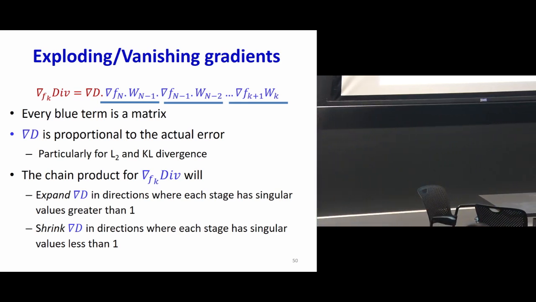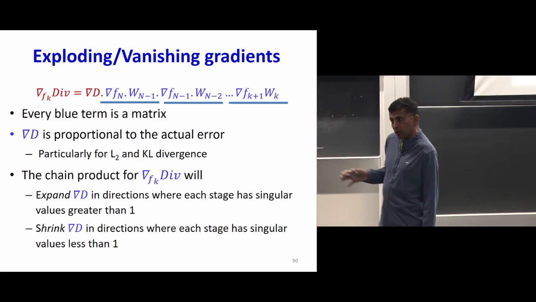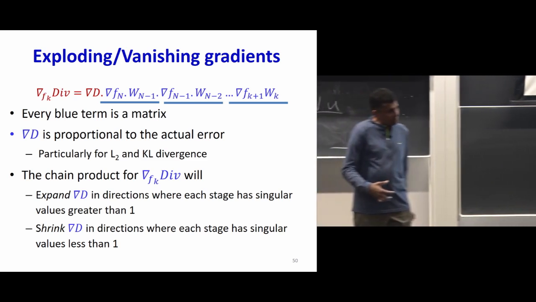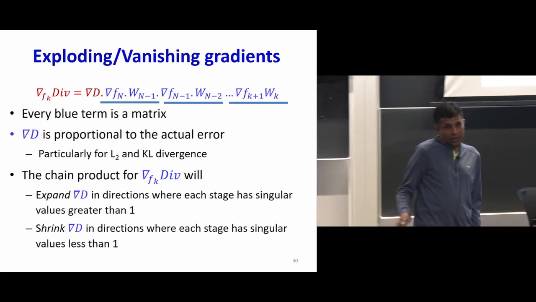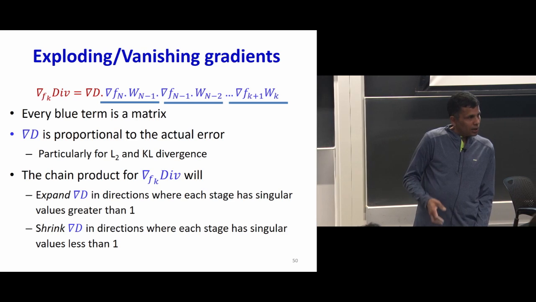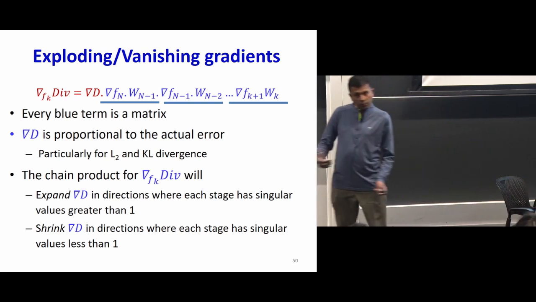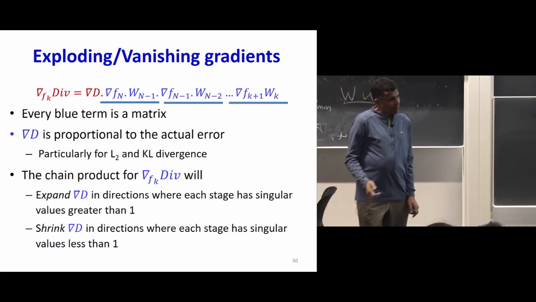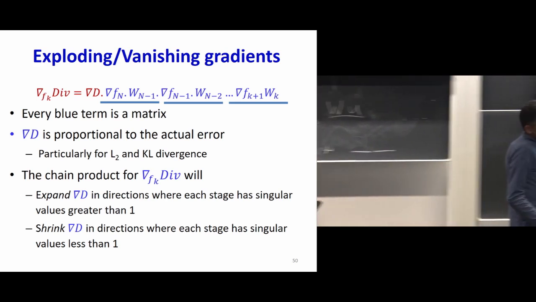Now, here is a strange thing. If you take any random matrix, the number of directions in which the singular values are greater than 1, assuming the whole thing is bounded, is going to be very small. In the majority of directions, the singular values are actually going to be less than 1. So, in general, what this means is that as you work your way backwards through the network, some components are going to get expanded, but the majority of the components are simply going to vanish and go down to 0.